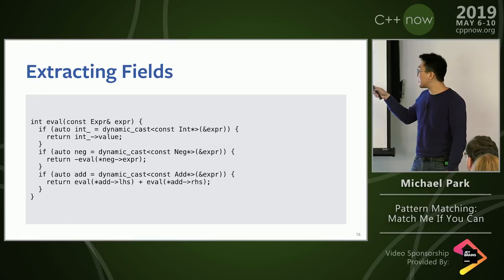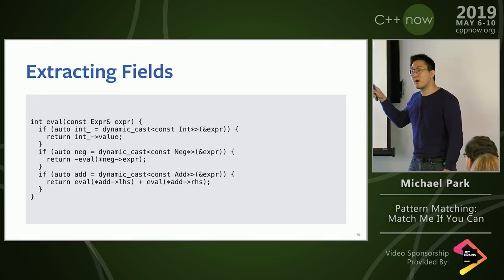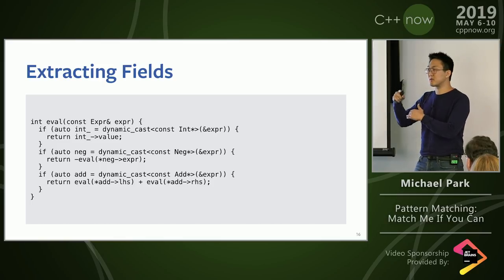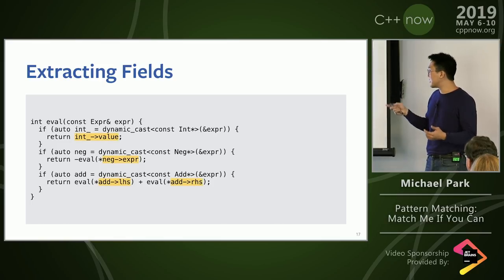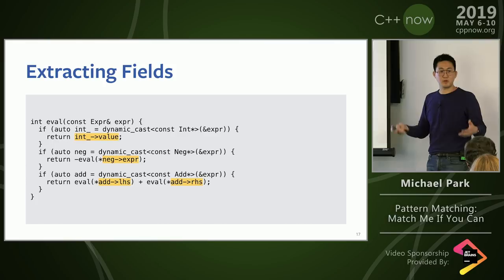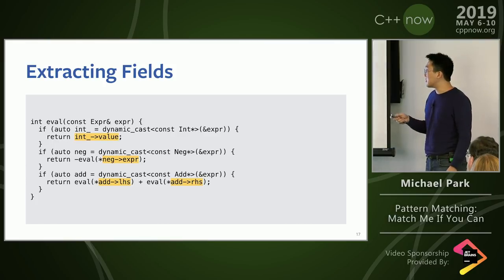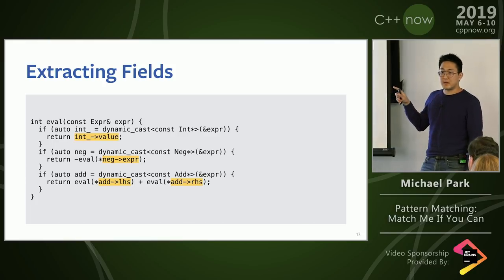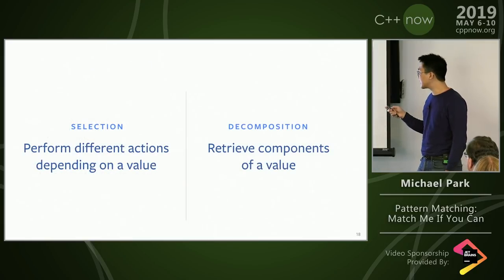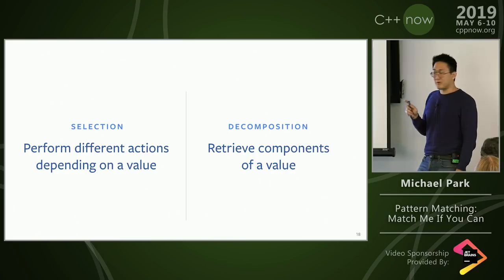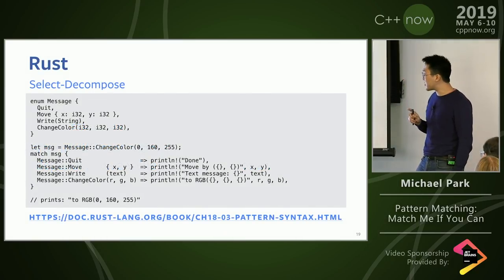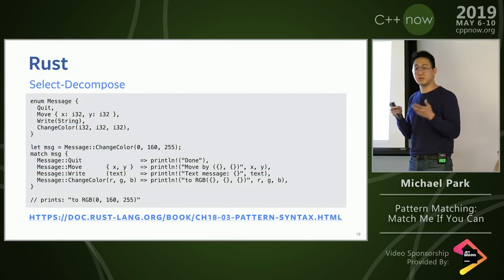the main point is that probably 90% of the time after you do selection, you're doing decomposition to get specific fields out that you want to do something with. And so my only point about decomposition is that it comes up all the time in conjunction with selection. So let's put these two together. What happens? So here's an example in Rust of nested select and decompose.